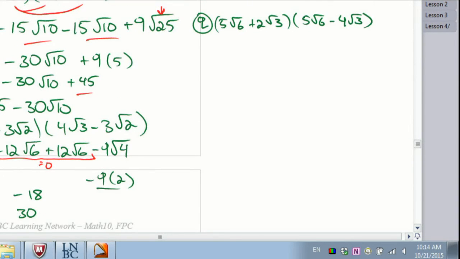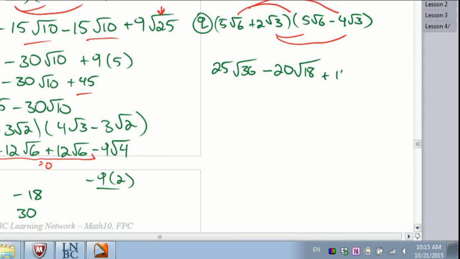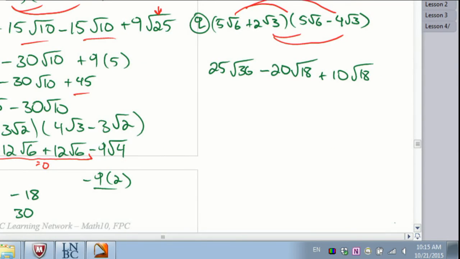All right, again, FOIL. First times the first, the outside two, the inside two, and then the last two. 5 times 5 is 25. Root 6 times root 6 is root 36. 5 times negative 4 is negative 20. Root 6 times root 3. This is a cruel question. I see how it's working out already. Inside, 2 times 5, both positives, going to give me 10, and 6 and 3 is 18. And then the last two, the 2 and the 4 is the negative 8. The 3 and 3 is root 9.